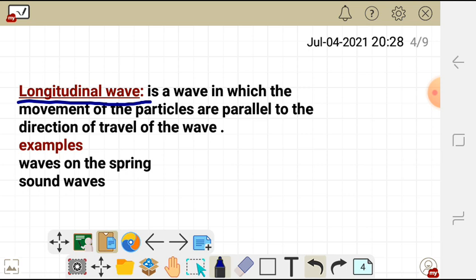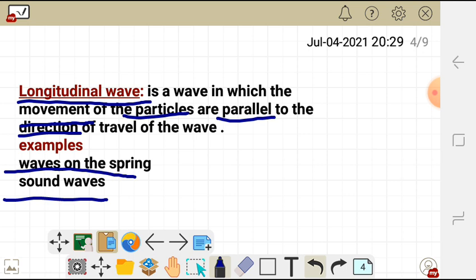And longitudinal waves. A longitudinal wave is a wave in which the movement of particles is parallel to the direction of travel of the wave. Examples of longitudinal waves are waves in a spring, and sound waves are also longitudinal waves.